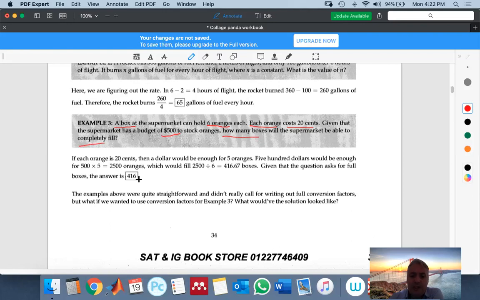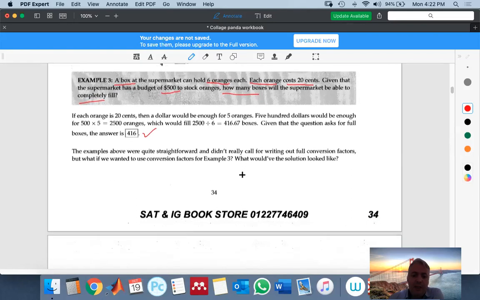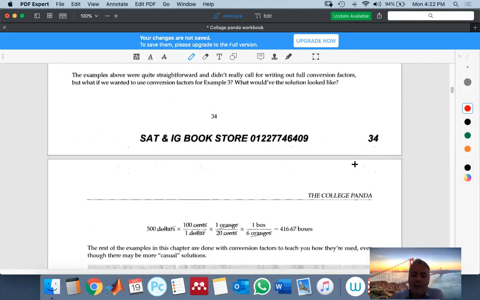Okay, so normally we did this calculation before together last week. Now, let's talk about the new way. The new way says that since our budget is $500, 500 times, since this is dollars, $1, how many cents? 100 cents. So one orange, how many cents? 20 cents. And then in one box, how many oranges do we have? 6 oranges. The idea is this: when we use multiplication, how can we cross out the terms, the quantities?